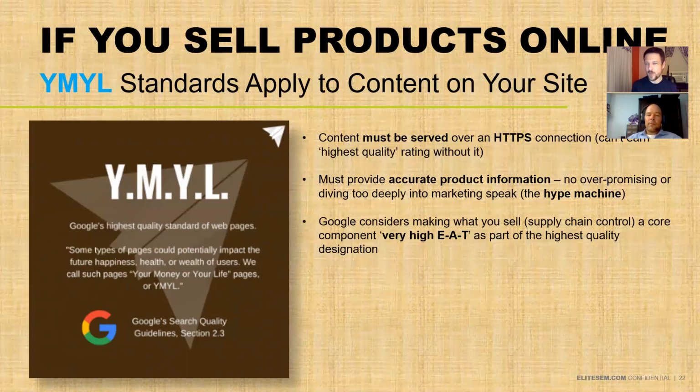Provide accurate product information. You can't overpromise. You can't dive too deeply into marketing speak. Don't let the merchandising team get a hold of your content and make it something that's hype machine oriented. You need to communicate to the searcher, hey, your product does this. It has these specifications. And we think it works great in these given applications. This is how you can use our stuff. Those are all signals of very high EAT.